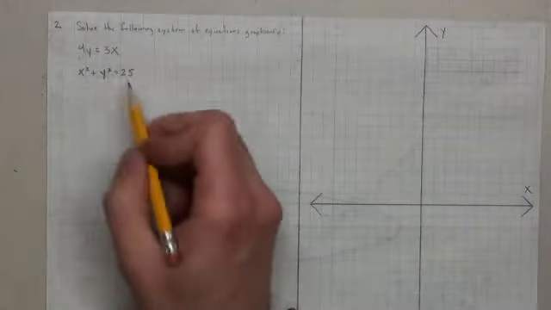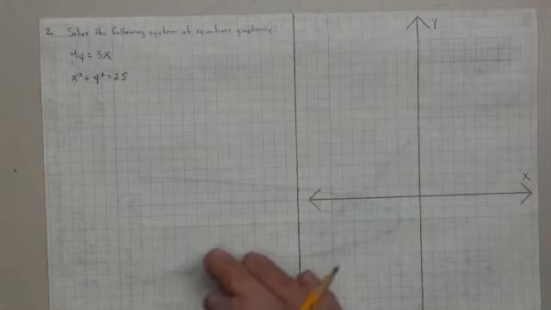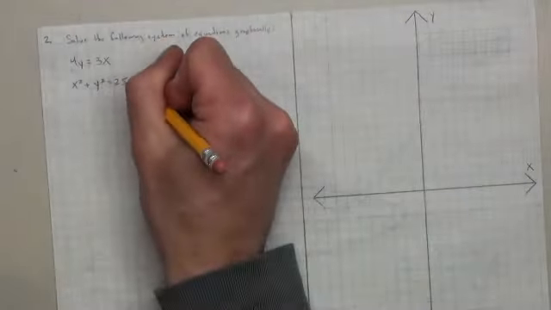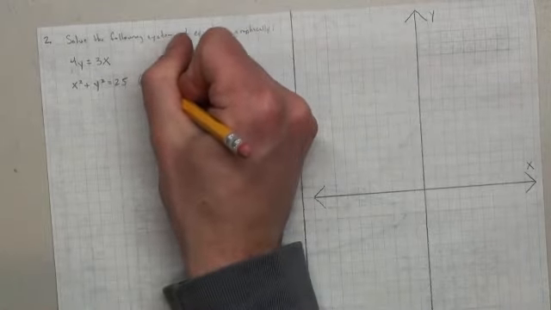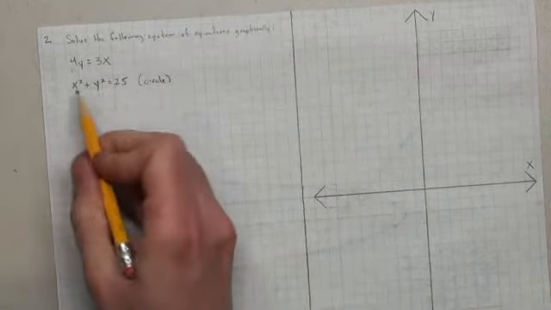Now, my first thing is to work with the quadratic and identify whether it's going to be a parabola or a circle. And right away I should be able to see that this is going to be a circle, because I have two variables that are squared. So I know it's going to be a circle.